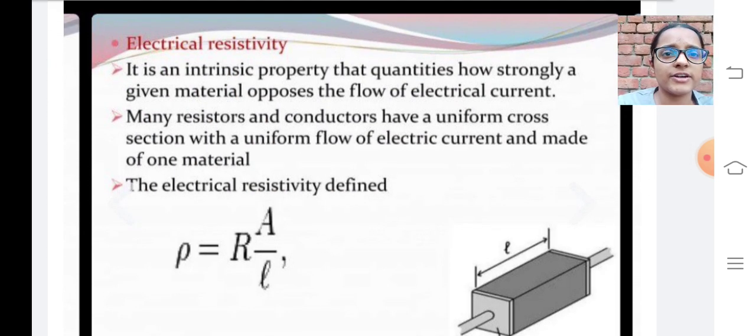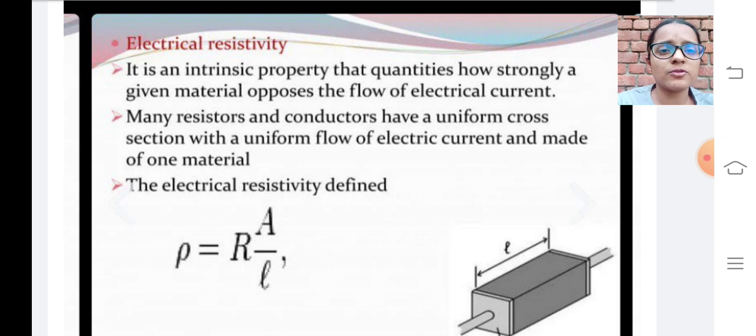Electrical resistivity. It is an intrinsic property that quantifies how strongly a given material opposes the flow of electrical current. Many resistors and conductors have uniform cross-section with a uniform flow of electric current and are made of one material. The electrical resistivity is defined as rho equals RA by L.